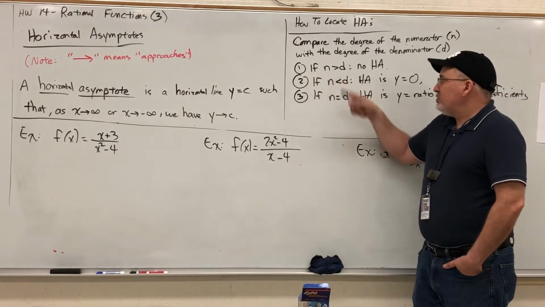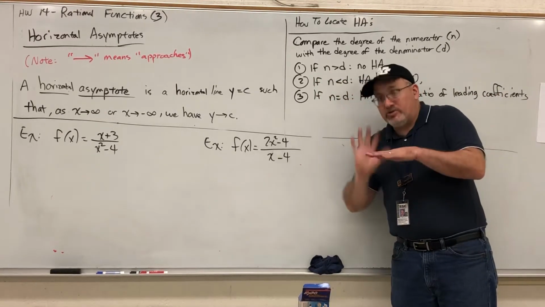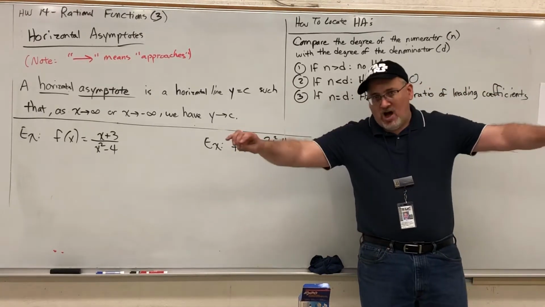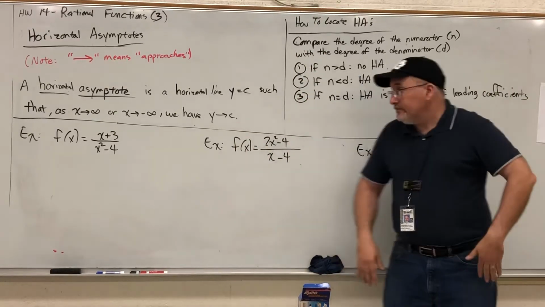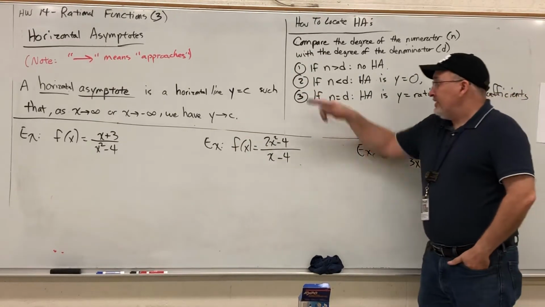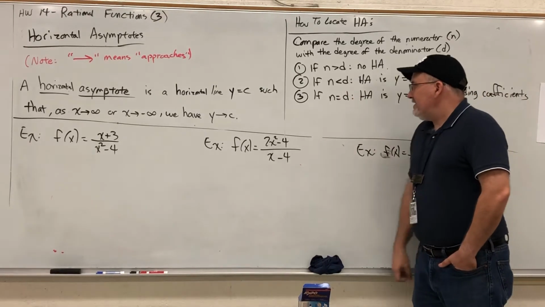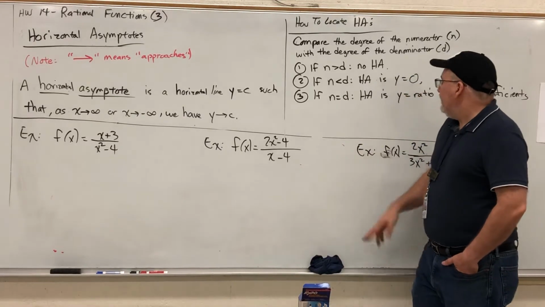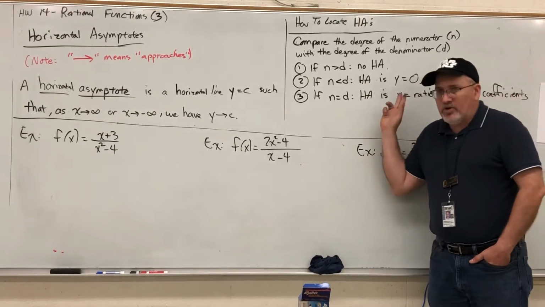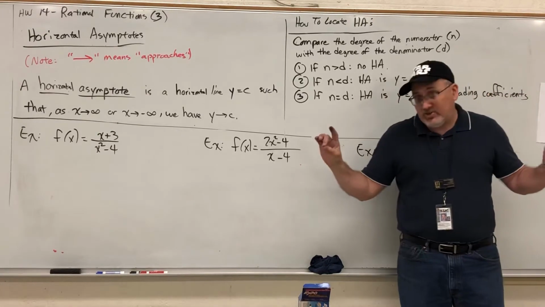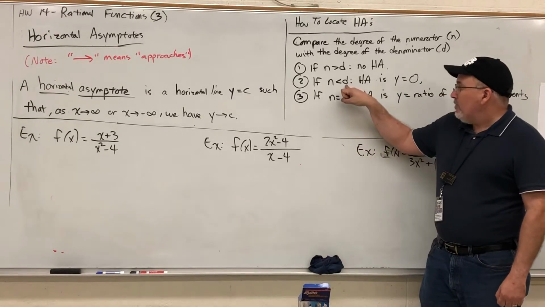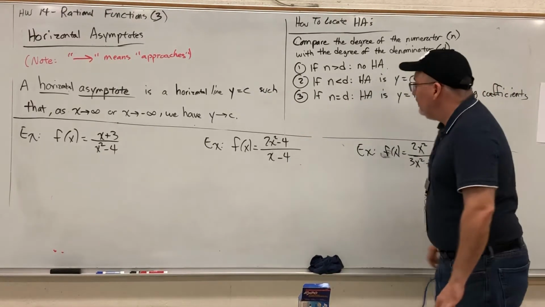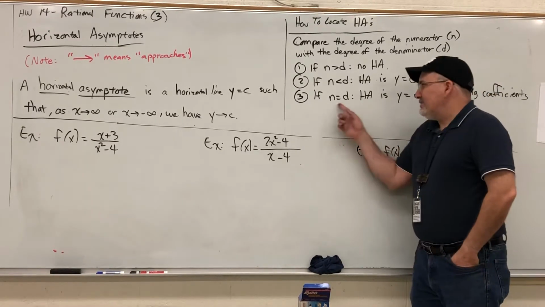Case number 1, if n is greater than d, meaning that there's a bigger power on top than on the bottom, then there is no horizontal asymptote. Your graph doesn't level off. The ends either rise or fall. However, case 2, if n is less than d, meaning that the smaller power is on the top, bigger power on the bottom, then the horizontal asymptote is always y equals 0, which is a fancy name for the x-axis. So if there's a bigger power on the bottom than the top, then your graph will flatten out onto the x-axis.